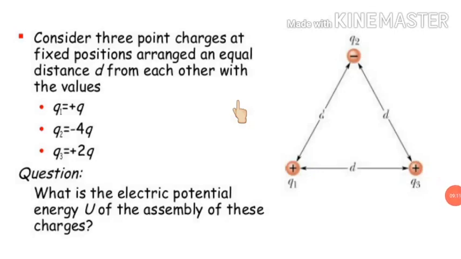Now we have a numerical based on electrostatic potential energy. We can clearly see that 3 charges are there, Q1, Q2, Q3. They are separated by equal distance, that is d. One more thing, they have given us the values of these charges, where Q1 is plus Q, Q2 is minus 4Q and Q3 is plus 2Q. And the question is, what is the electric potential energy of the assembly of these charges?